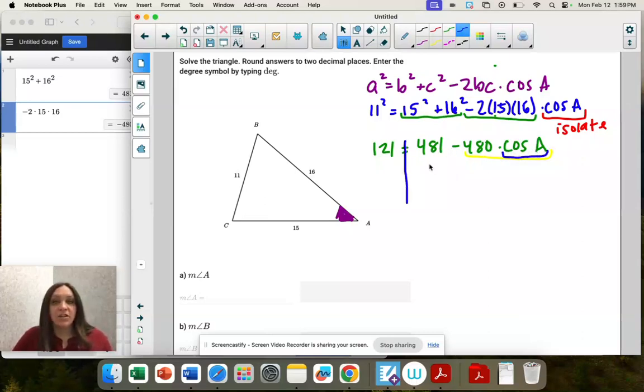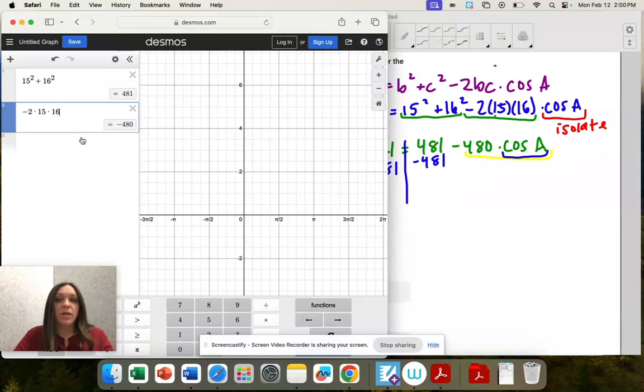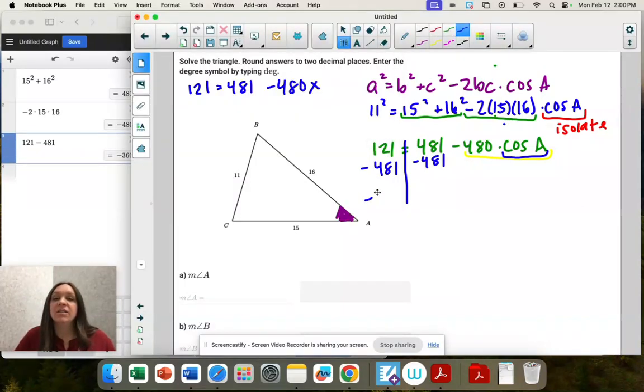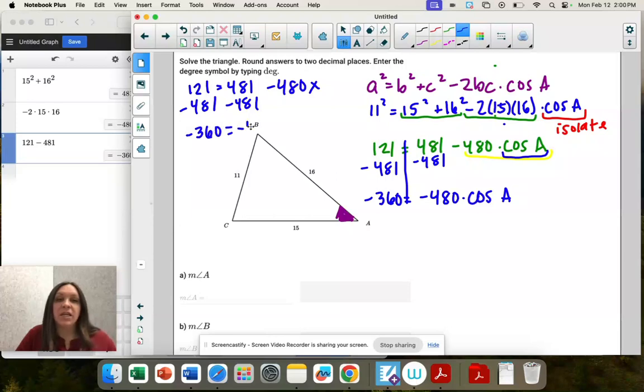So we're going to start with add or subtract. I'm going to subtract 481 from both sides. Even if you have to write it like this, you would not combine those. You would get the x by itself. So I'm going to take 121 minus 481, which is negative 360, equals negative 480 times cosine of A. Again, think of it like this: negative 360 equals negative 480x.